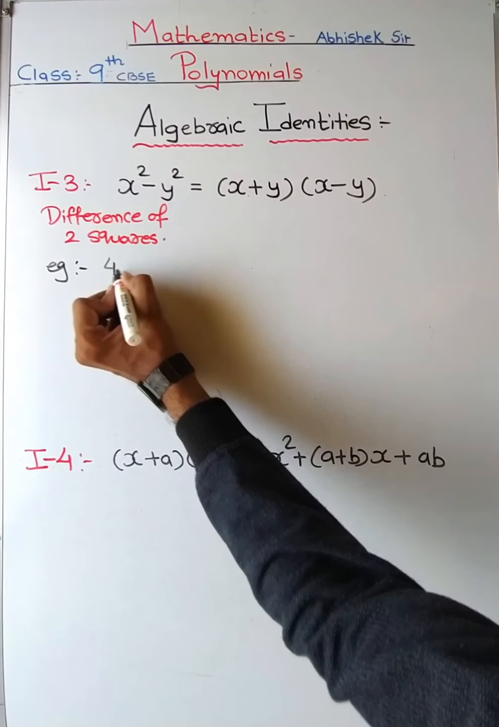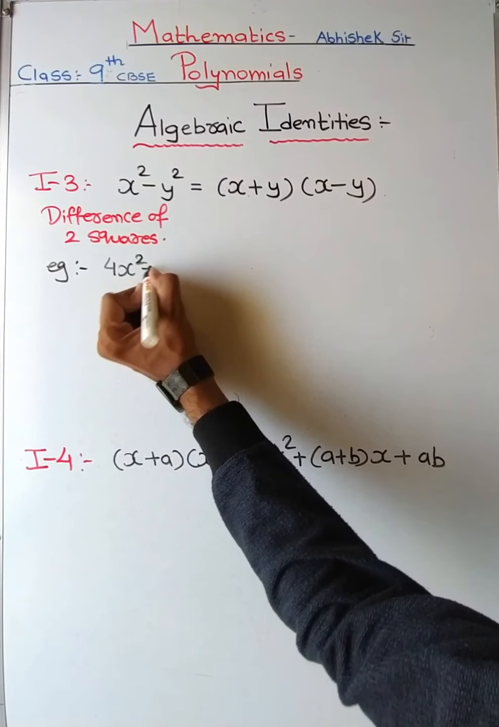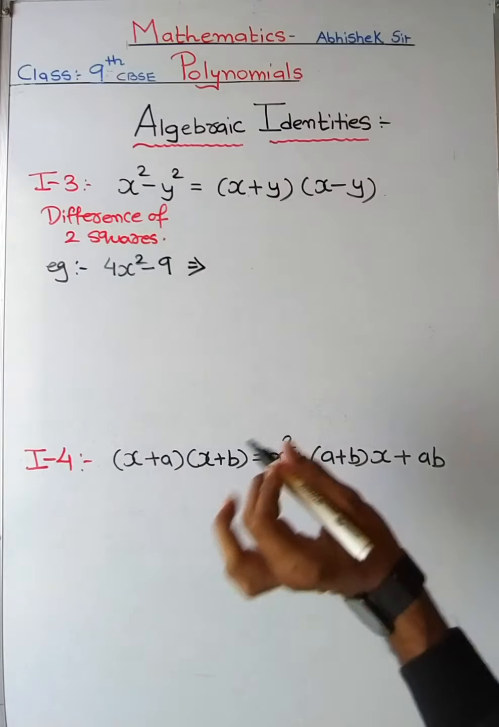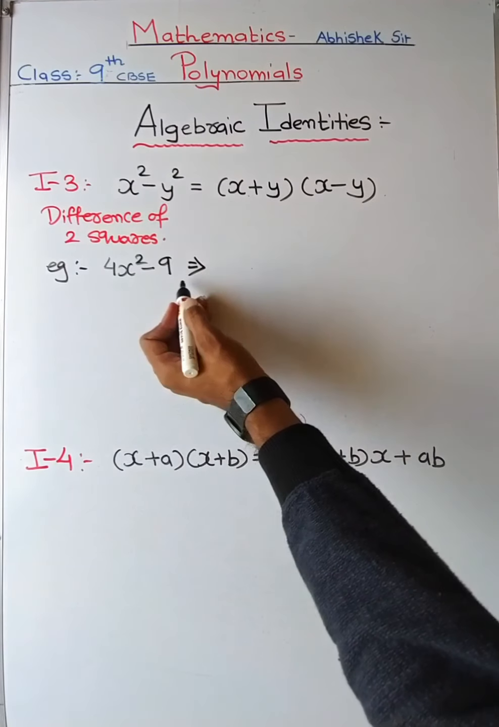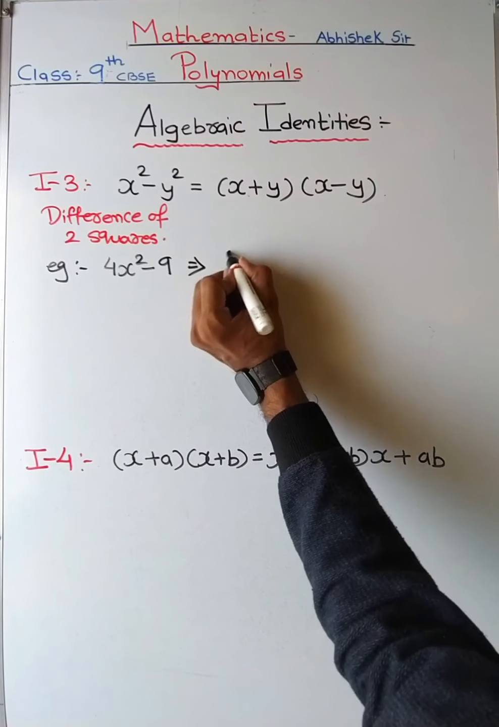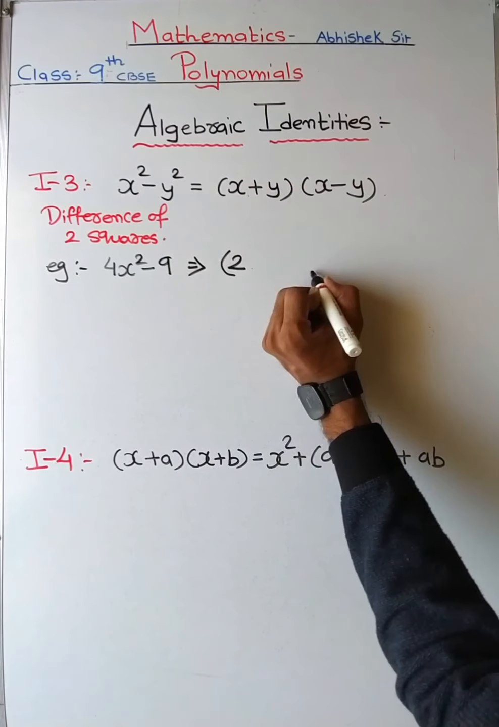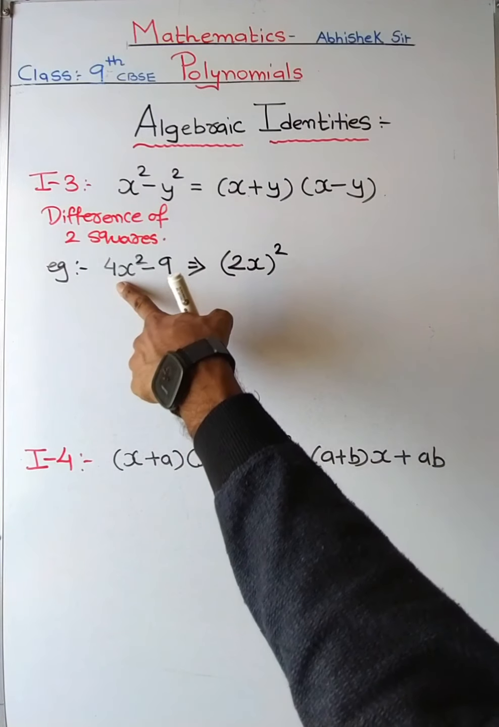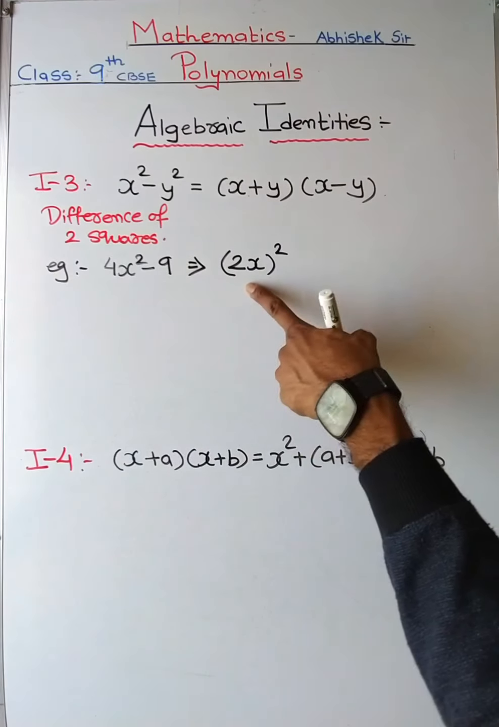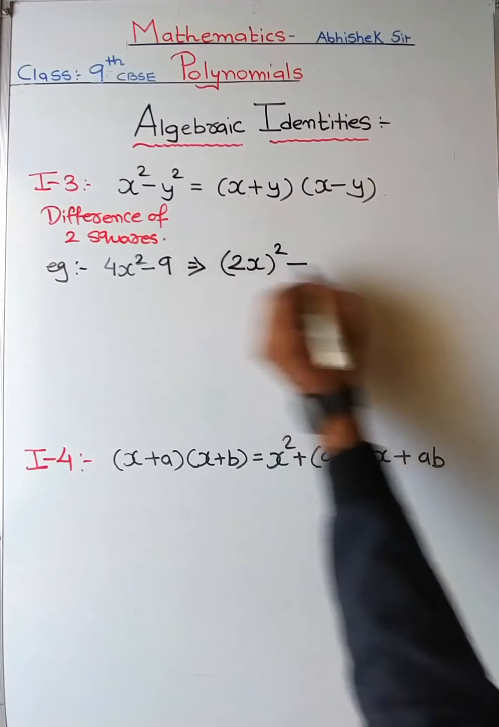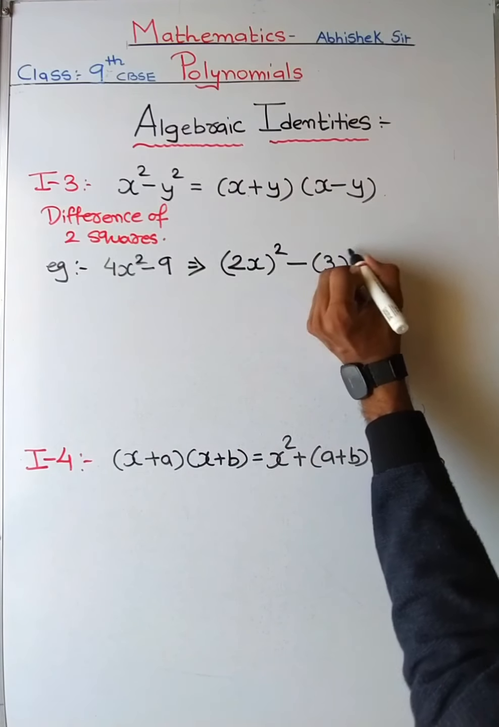First of all, it is 4x square minus 9. Clear? So first of all, we have to check that both the terms are perfect squares or not. If yes, whose square they are. So 4 is the square of 2, x square is the square of x. So we can write 4x square as 2x whole square. Clear? Minus sign common, and 9 is the square of 3.